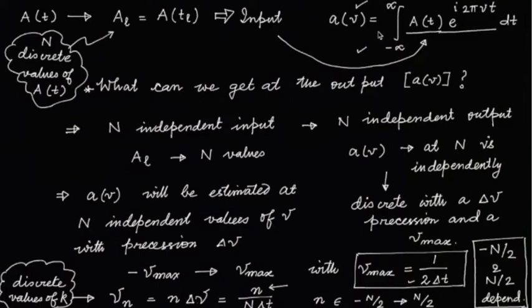Sir, how did that small n delta nu become equal to small n upon capital N delta t? Because I have nu max as this, and what should be the delta nu? Delta nu should be 2 into nu max by n, right? Okay, okay. So that you put in over here. I missed a step.